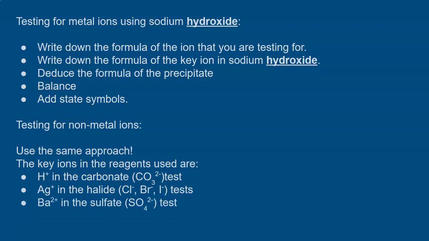And then in the sulfate test, Ba2+ is the important ion in the barium nitrate or barium chloride, whichever you use, and that reacts with the sulfate ion SO4 2- to form BaSO4 solid. So it's simply Ba2+ aqueous plus SO4 2- aqueous going to BaSO4 solid.